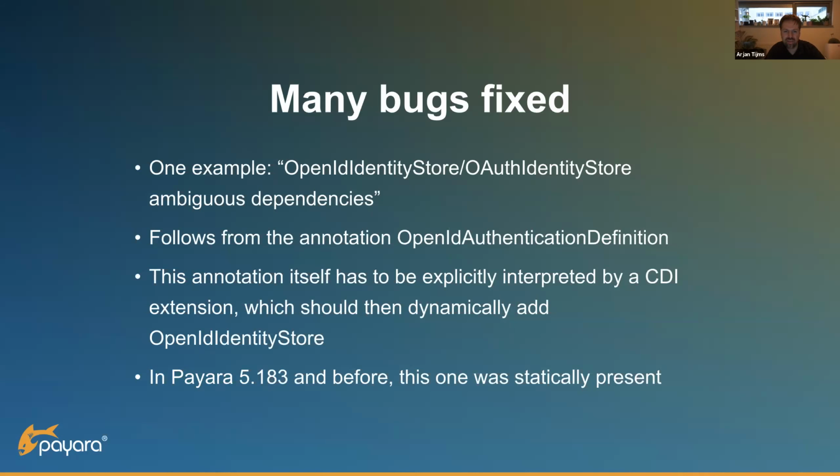And you don't really notice that, since if you don't inject a specific type, they're just there. You can inject multiple ones at the same time, then iterate through them, and everything is fine. So you don't quite see that this happens. And these things should normally follow from the definition annotations. So in this case, the OpenID authentication definition.